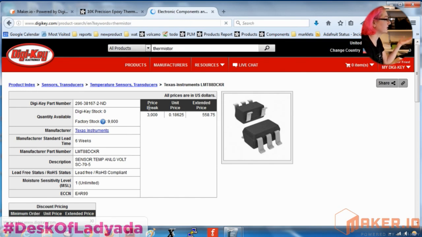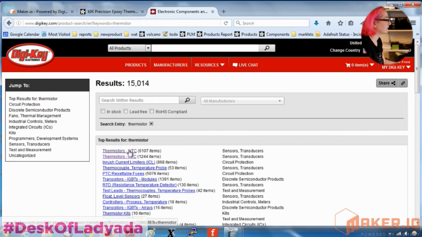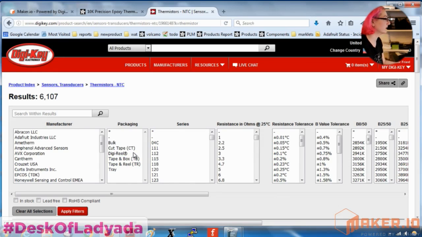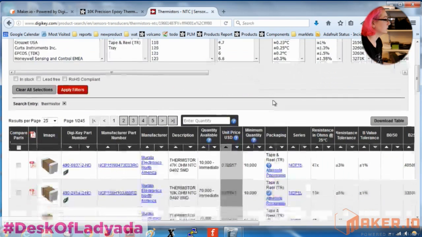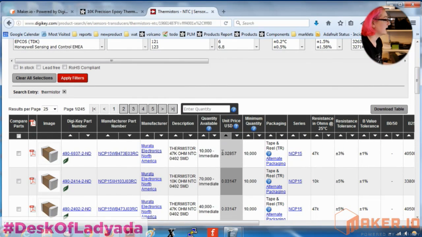Because there's a lot of different ways to do temperature sensing. So there's NTC and PTC. There's ones that are negative and positive. It doesn't matter which one because each one will have a data sheet that tells you what it is. And then let's just sort by price here. And you will see that you can get a thermistor for 3 cents. So that's a pretty good deal, and it's about 3%. Again, I don't need to have something that's 0.1% accurate. I just need something that's pretty good.